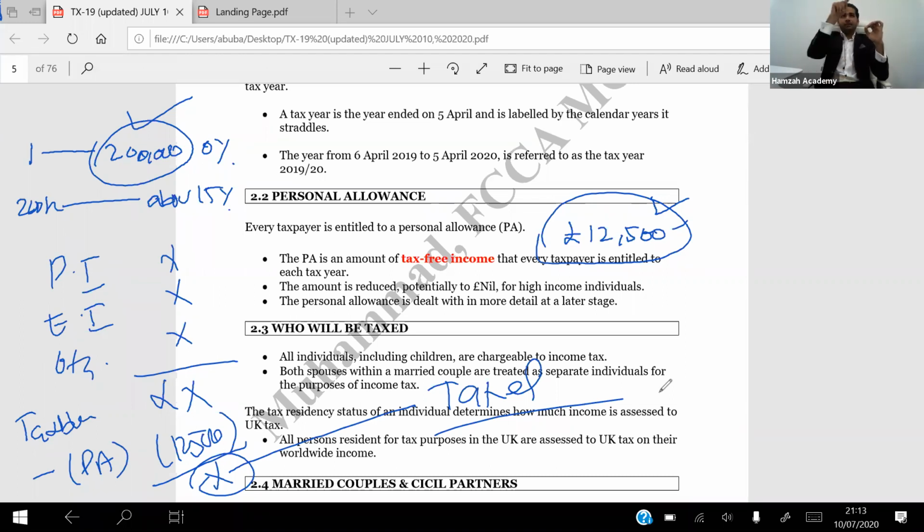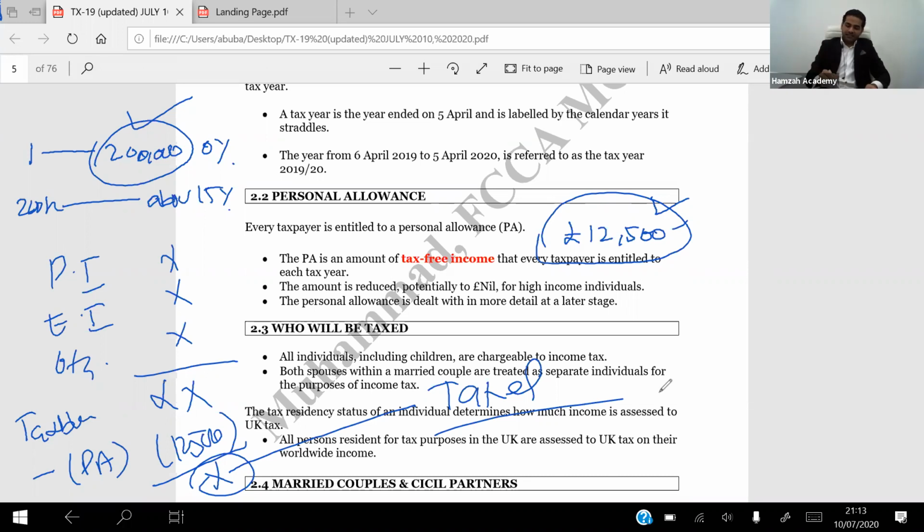What will happen? Let's say my wife's name is Angela. Angela has employment income 0. Rental income 10,000. Other income, savings, 0. Total income 10,000 minus personal allowance 12,500. Taxable income 0. So it's a tax-free income, tax-free income which is available to everyone. So we will be deducting that part.